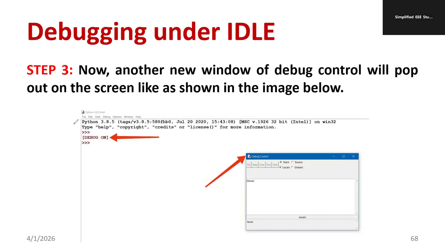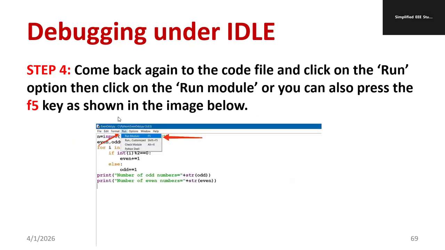Then there is a command prompt you can see. In that command prompt, a message will be displayed, that is debug on. Kindly take care of this activity. So debug is on. And also here there is a debug control, and here it shows how the value changes throughout the variable.